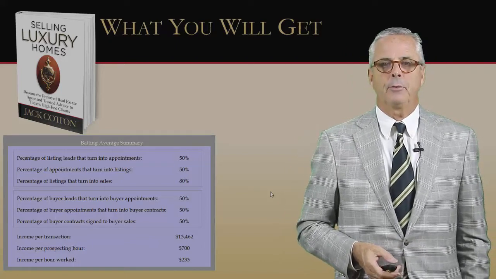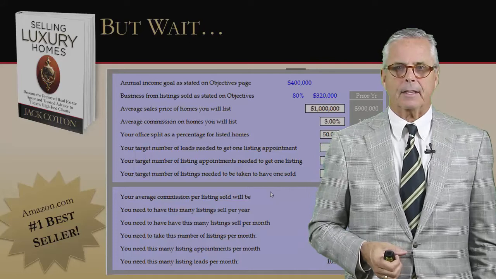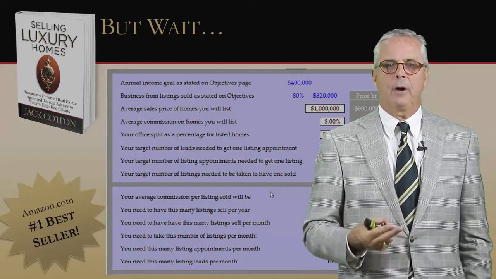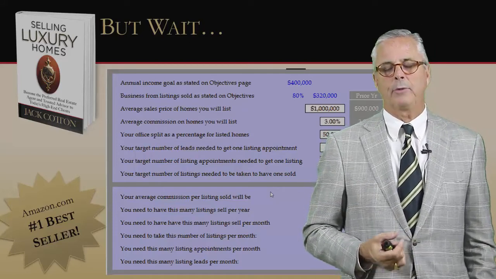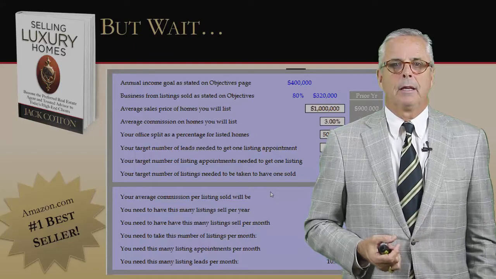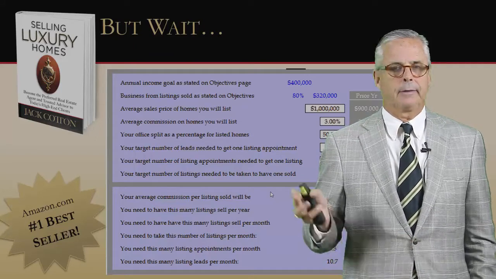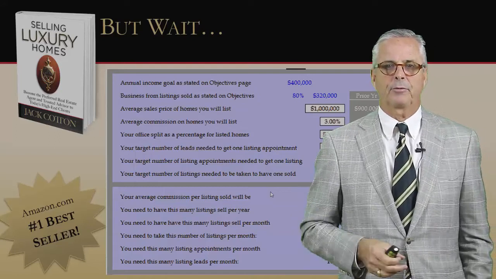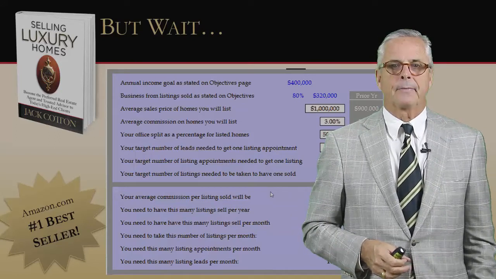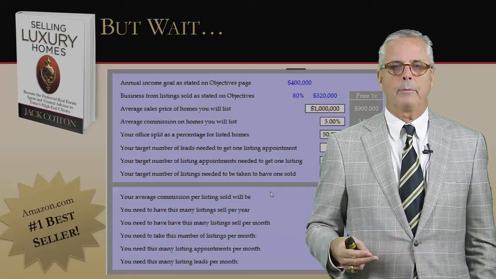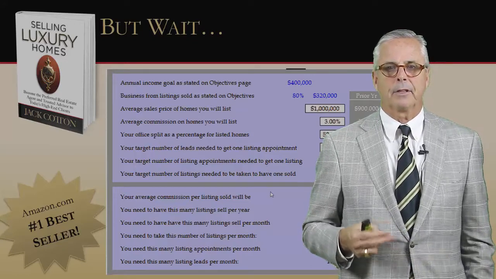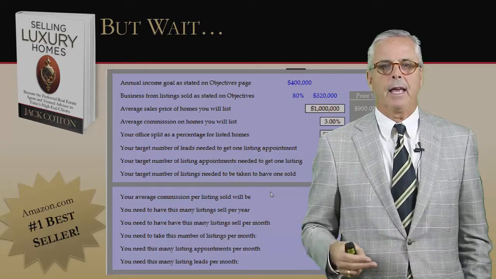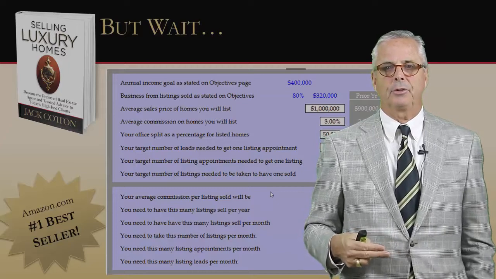Okay, here's a few more things to fill in. These are more aspirational. The average sales price of a home you'll list this coming year. The average commission split, I put in just an arbitrary number. I put in an arbitrary offer split. And the number of leads it takes to get to one appointment, the number of listing appointments it takes to get to one listing, and your target number of listings needed to have one sold.